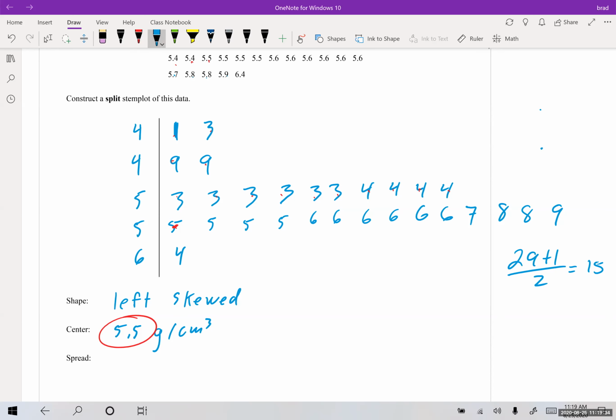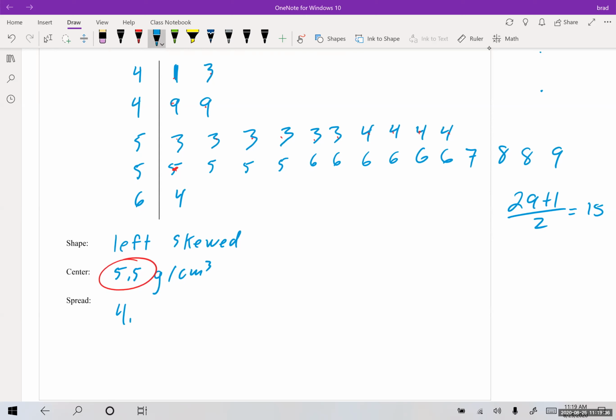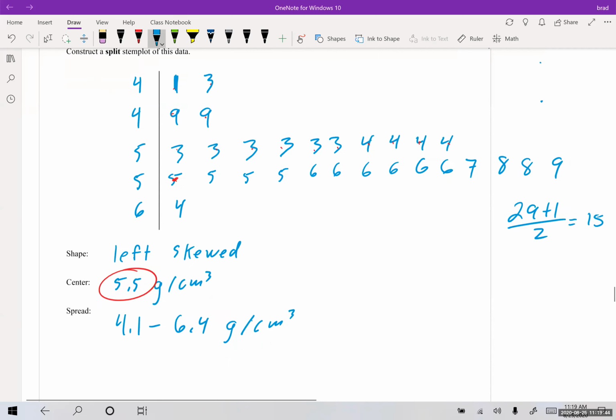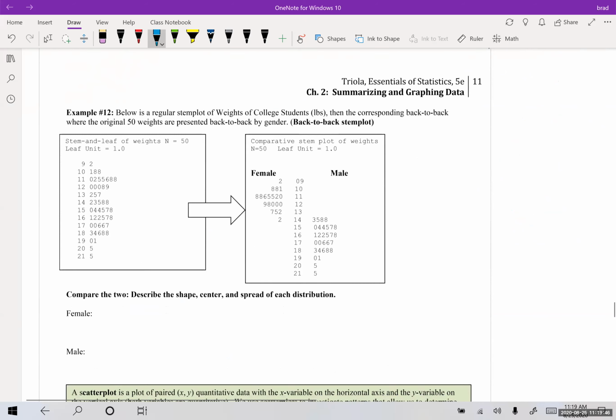Our spread, once again, is 4.1 to 6.4 grams per centimeter cubed. And this is how you can do a split stem plot. Okay.